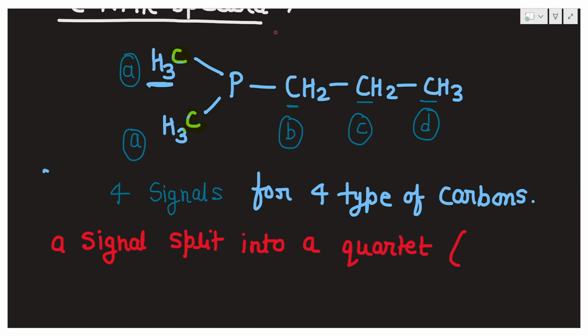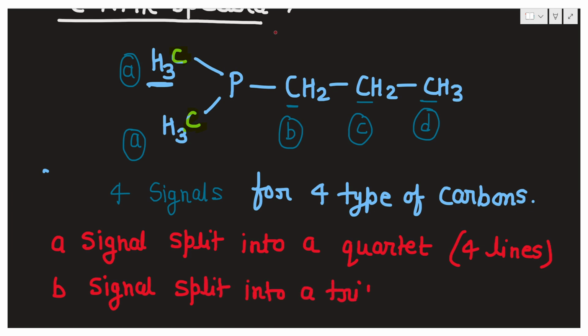Means to say you are getting 4 lines here. Now see the B type of carbon atoms. The B signal is in contact of 2 protons. So B signal will split into a triplet. 2 plus 1, a triplet. 3 lines you are getting here.